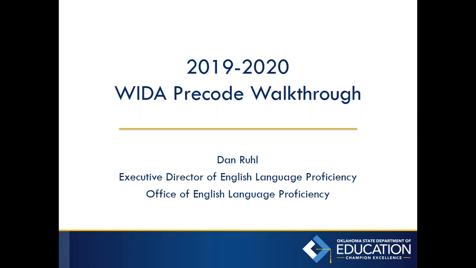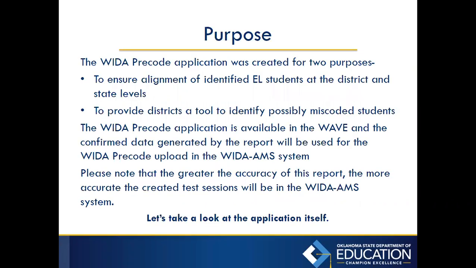Let's go ahead and start by talking about the purpose of this particular report. The WIDA Precode application was created for two purposes. The first was to ensure alignment of identified EL students at the district and state levels. We're going to look at the report here in a second, and you're going to see that it will generate a list of all the EL students at a particular site, and we're asking you to make sure that aligns with who your student information system says is a current EL at that site.